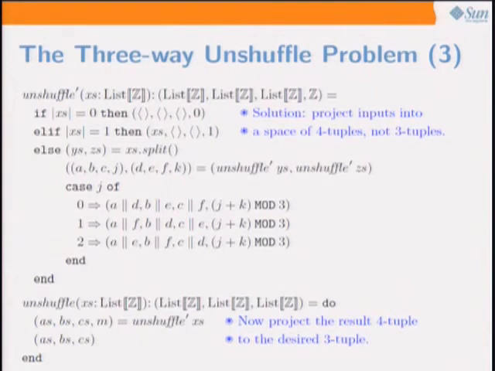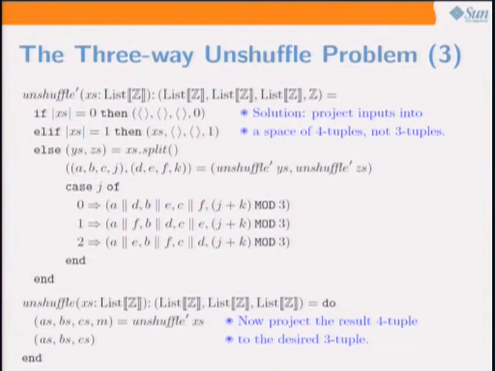Otherwise, we split, call unshuffle prime recursively, getting back two 4 tuples. And now we use J, which came back with the first triple, to tell us what is the amount of stuff in those 3 piles, mod 3. And doing a case analysis on J tells us the correct way to match things up. And the fourth thing in the resulting 4 tuple has to be J plus K mod 3. And then finally, the definition of unshuffle calls unshuffle prime on the X's, gets back a 4 tuple, and projects that back into the desired 3 tuple space simply by dropping the last item.